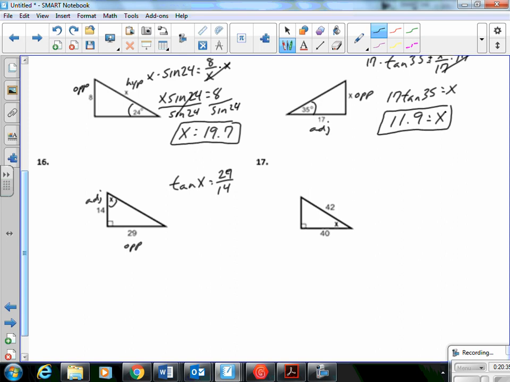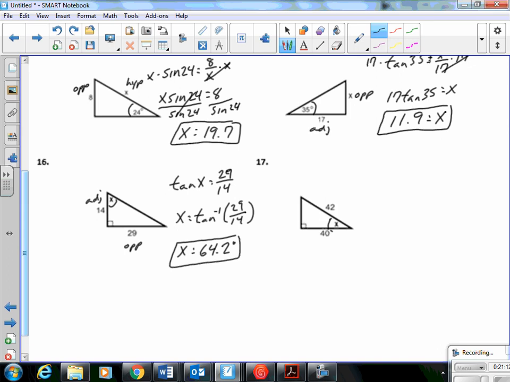And so since we know what the tangent of the angle is, we can plug that tangent value into the inverse tangent, and that will give us the angle. So x is equal to the inverse tangent of 29 over 14. So second function tangent button gives you the inverse, and then 29 divided by 14, x equals 64.2 degrees.